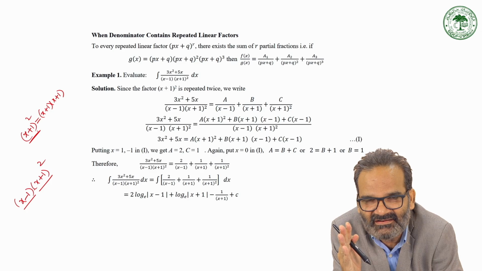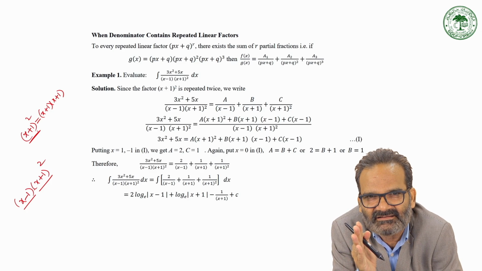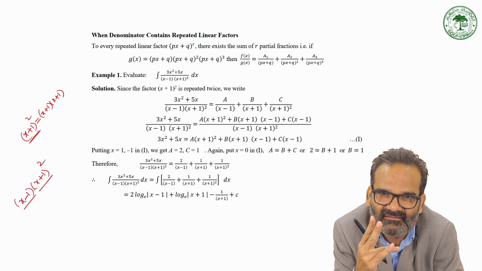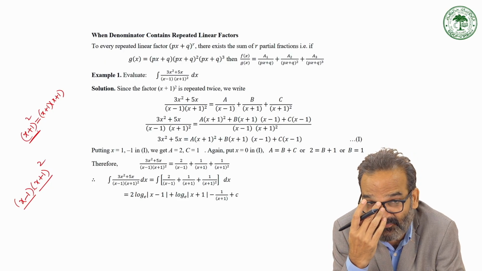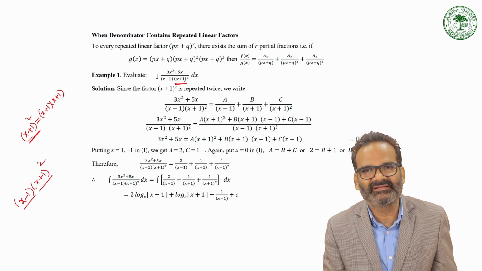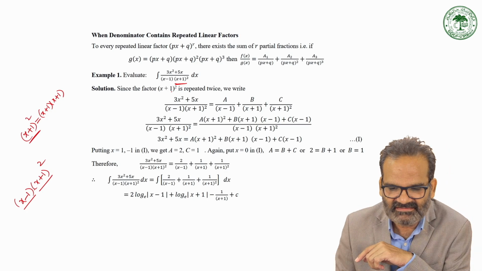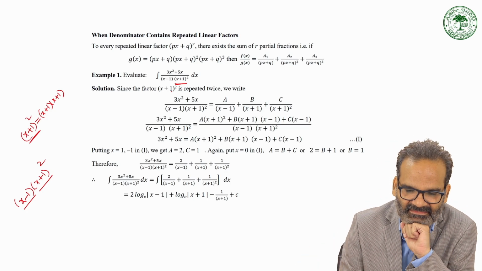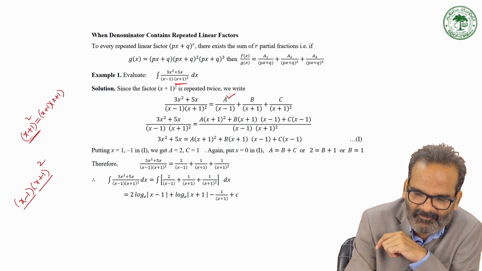Clear? Are you getting the difference between case 1 and case 2? In case 1, all the factors are distinct. But here, one factor is being repeated, that is x + 1. It is being repeated twice. So this is the case of an equation which contains repeated factors. Since the factor x + 1 is repeated twice, see what will happen here. x − 1 is linear. So for x − 1, we have taken A upon x − 1, right?